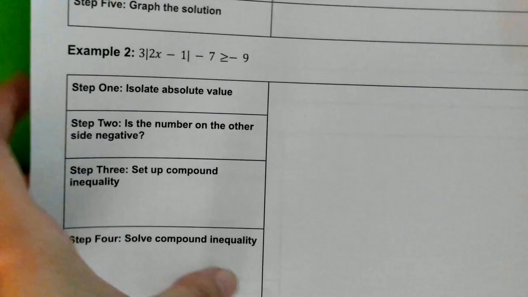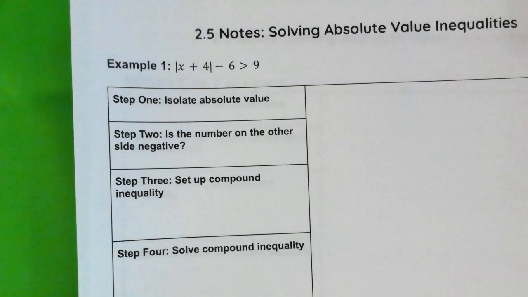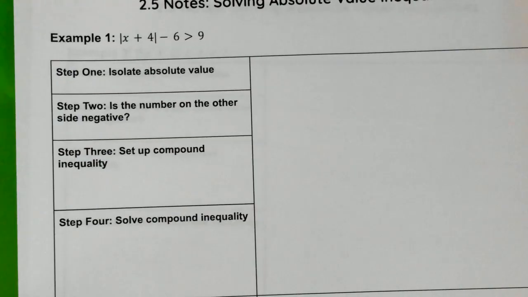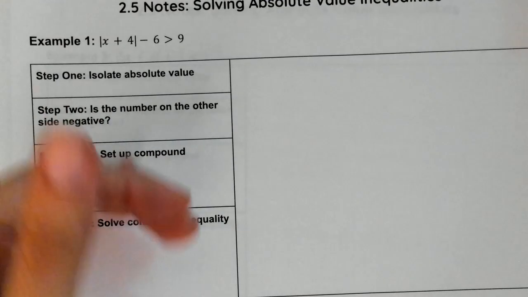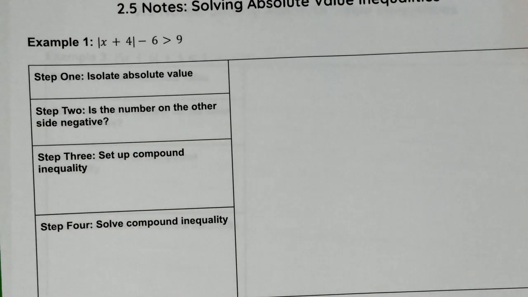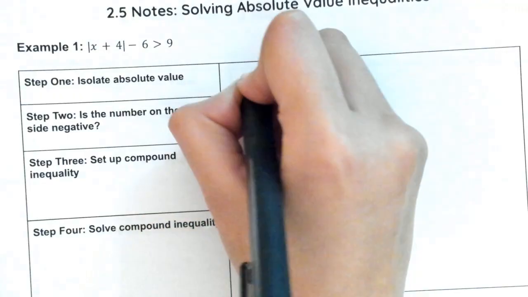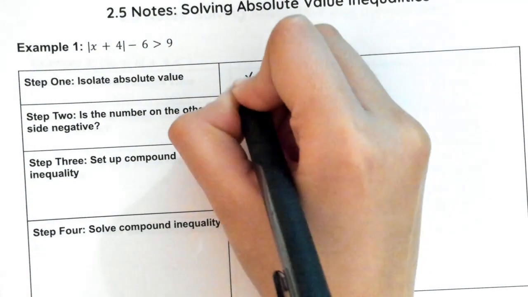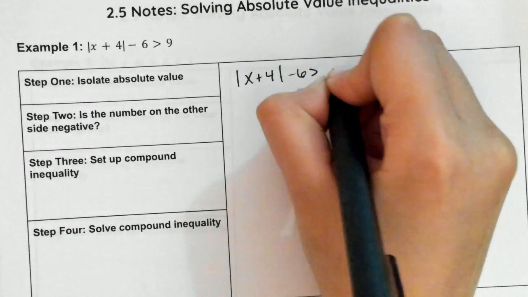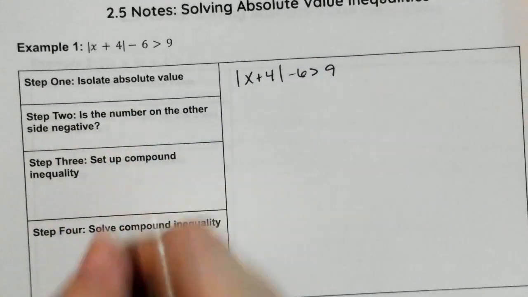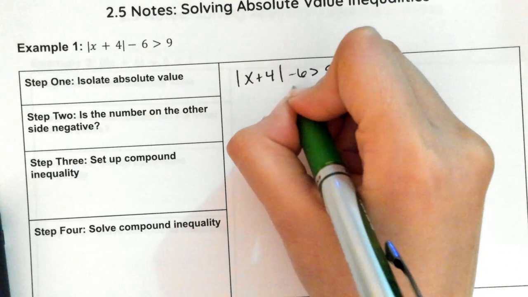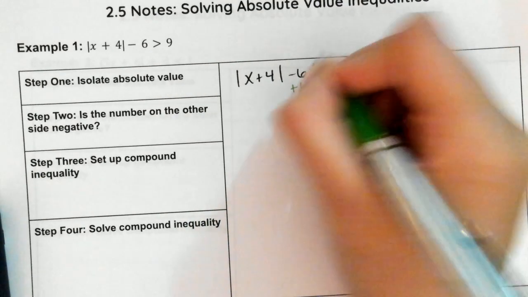But let's do some actual math. So we have our example 1, and we have our steps here to the side so that we can use it to help us follow along. Now we're still going to start the same way. I'm going to start by just writing my original equation. And I need to isolate my absolute value. So I need to get rid of this minus 6. I'm going to add 6 to both sides.